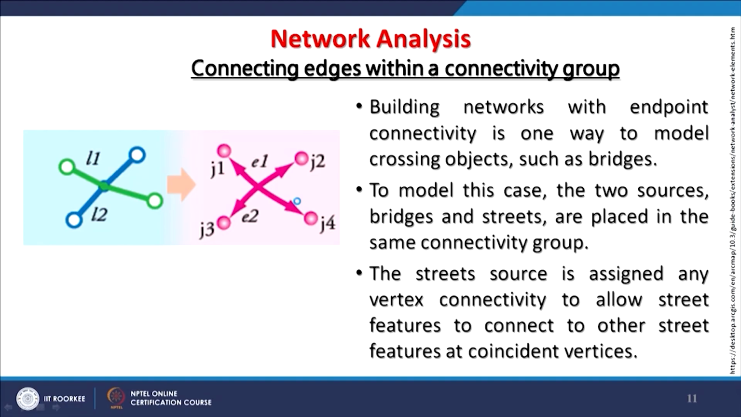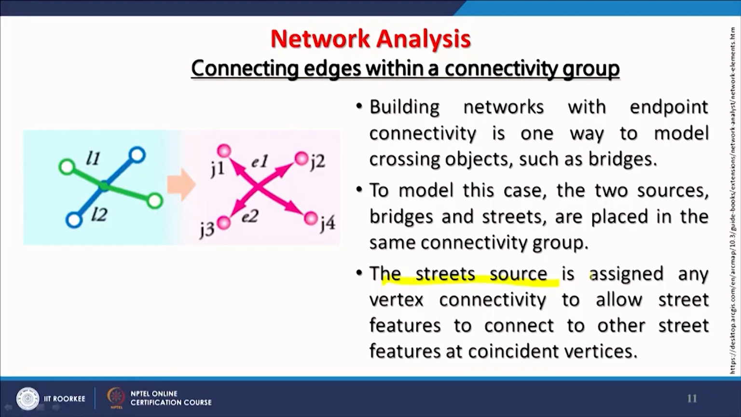So, if any information has to be utilized, it has to reside in our network database, otherwise it cannot be utilized. It is very simple in that sense: if we want information about bridges, underpasses, overpasses, flyovers in case of a road network, that information has to be there. Now, if a street source is assigned vertex connectivity, it allows a street feature to connect to other street features at coincident vertices. Coincident vertices basically are the junctions. Coincident vertices will make the junction.